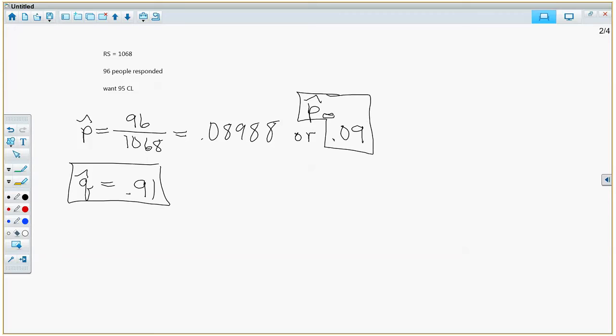P hat and Q hat. I do 0.91. Okay. Nothing. Okay, nothing. You got it? I got you. Sorry. Okay.